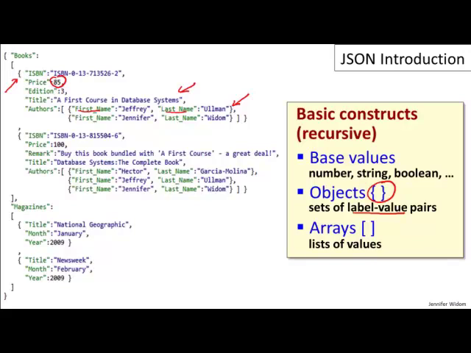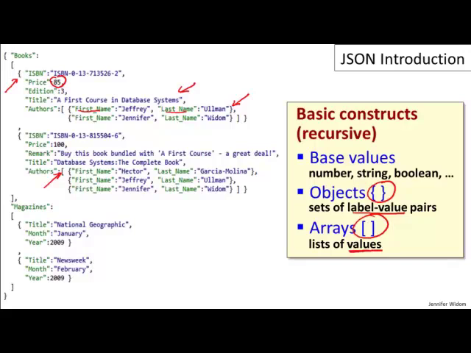The second type of composite value in JSON is arrays, and arrays are enclosed in square brackets with commas between the array elements. Actually, we had commas in the objects as well. And arrays are lists of values. For example, we can see here that authors is a list of author objects. Now, I mentioned that the constructs are recursive.